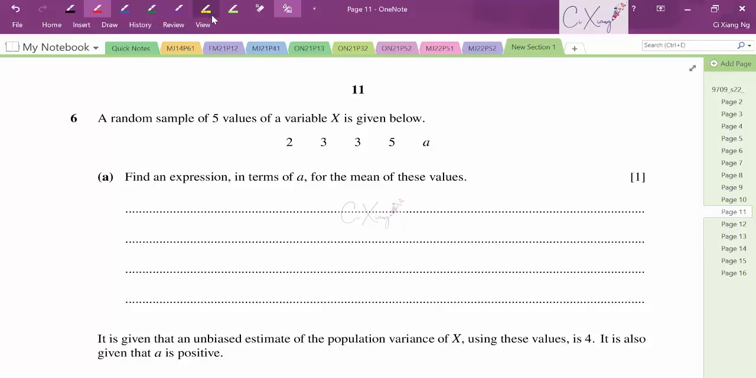All right, so now we are at question number 6. They give us a random sample of 5 values, and the values are 2, 3, 3, 5, a. Find an expression in terms of a for the mean of these values.